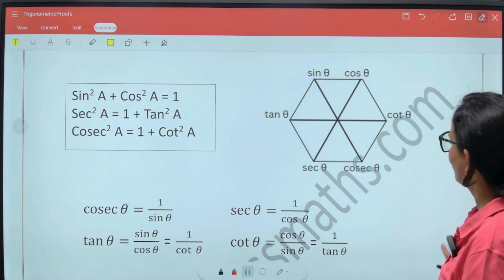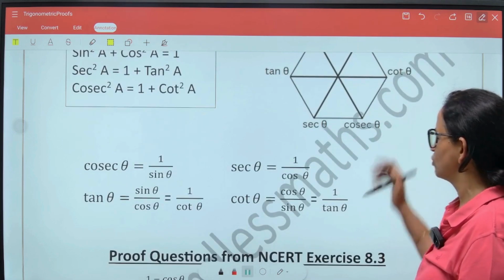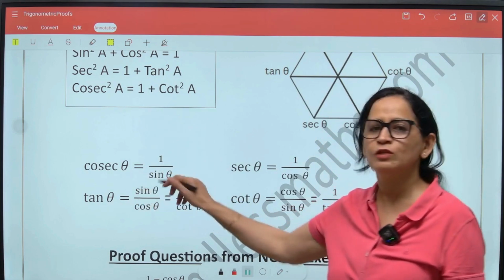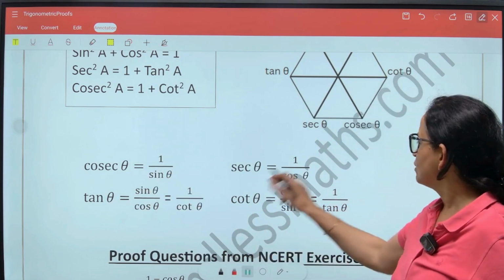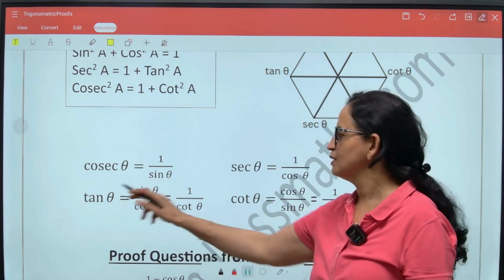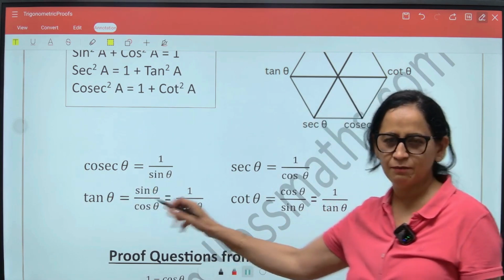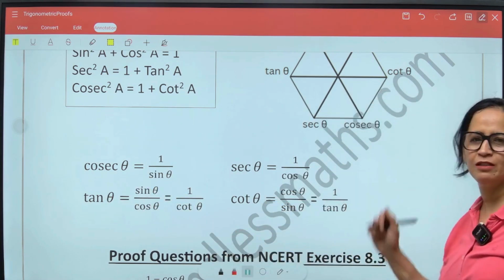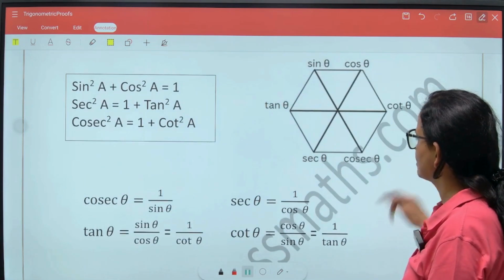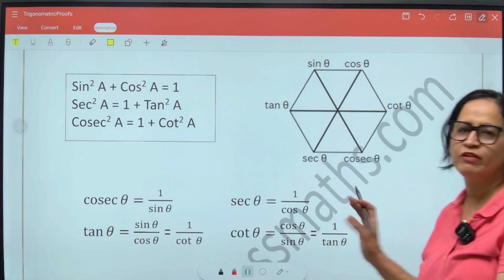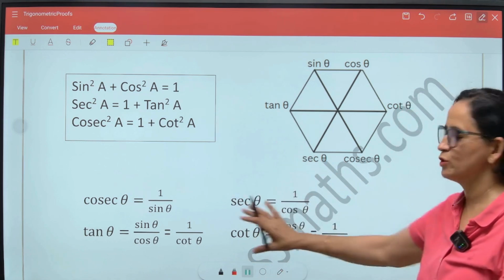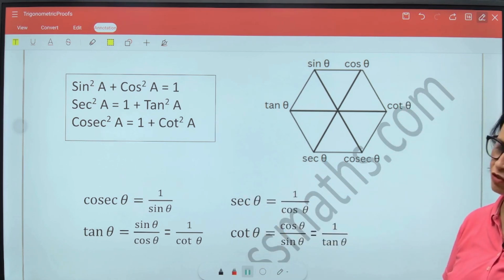So out of all these conversions and relations between the trigonometric ratios, the most commonly used are these only. Cosec theta is inverse of sin theta, right? Sec theta is inverse of cos theta. Tan and cot are inverse of each other. Tan theta can be written as sin theta by cos theta and cot theta can be written as cos theta by sin theta. So once you are thorough with these basics, this is what we are going to use for doing the proof questions, these identities and the basic conversions between the various trigonometric ratios.